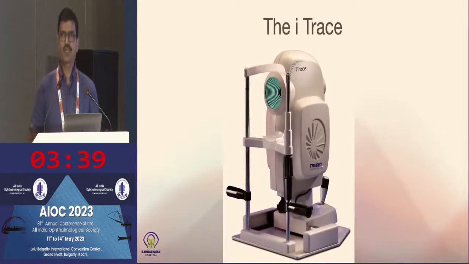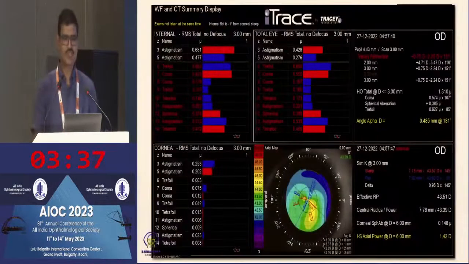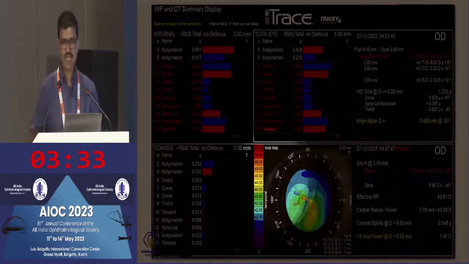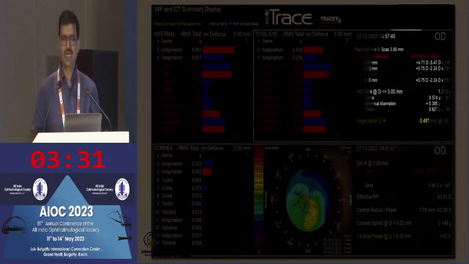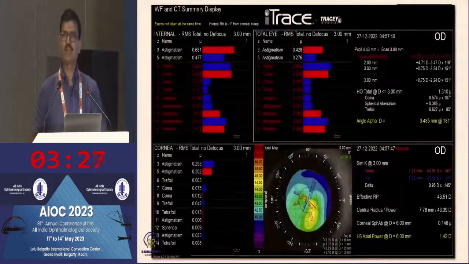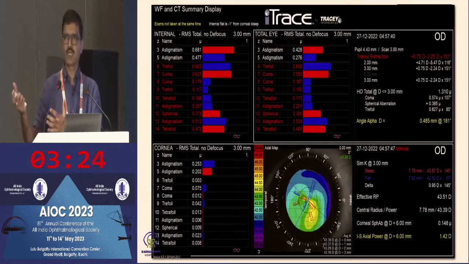This is the wavefront aberrometry that I use, the EyeTrace. Now this patient, for example, wanted a trifocal. As you can see, the angle alpha is doing fine. We can go ahead and plan a trifocal. The delta or the toricity index in the cornea is 0.95, so fine. We can go ahead and put in a trifocal toric.